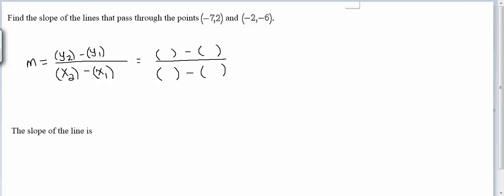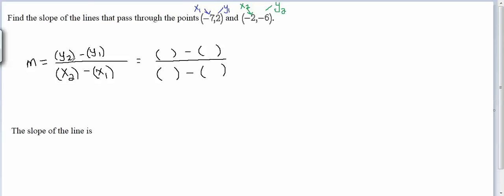The next thing I like to do is to go through my points and decide, okay, which is going to be point 1 and which is going to be point 2. The answer will come out the same either way, but you need to make that decision so you can be consistent in your calculations. So let's call this my first point. Then this -7 will be x1, and this 2 will be y1. And then we can call this point over here my second point. So that -2, that's my second x, or x2, and the -6 will be my y2.